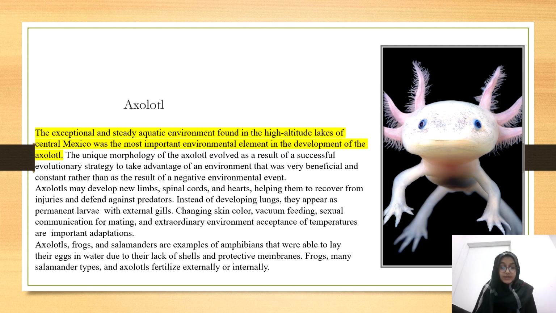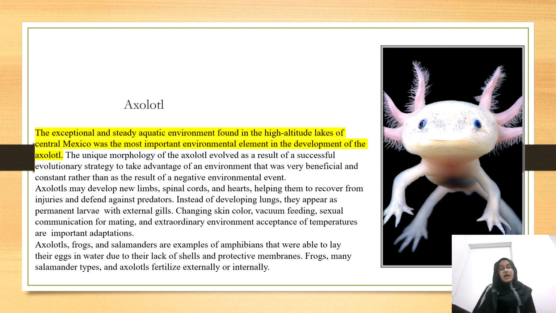So the important adaptations in axolotl are they can change color, they can vacuum the food in, so vacuum feeding. They also have sexual communication for mating. They can communicate when they wanna mate. And they have an exception for environmental things, so temperatures, they are open to different temperatures.